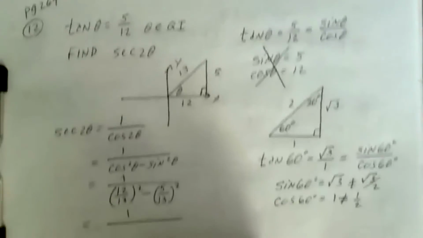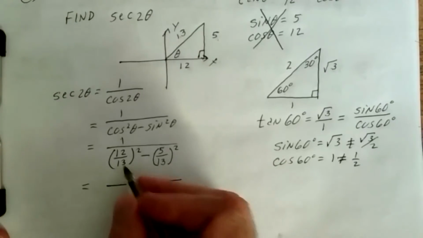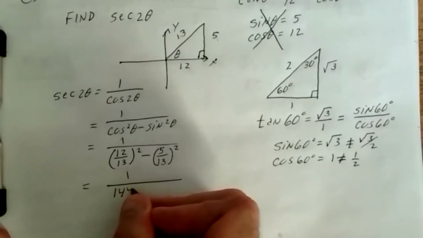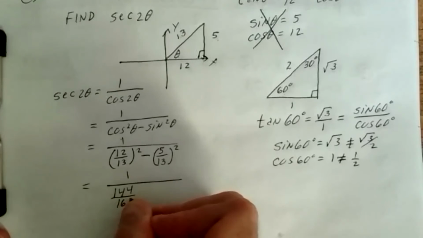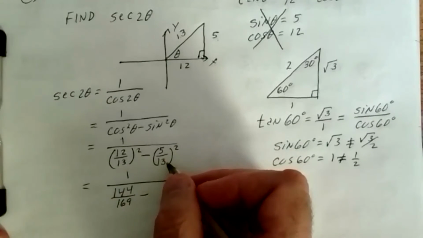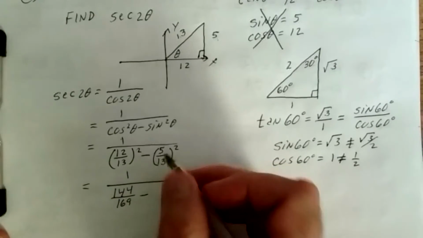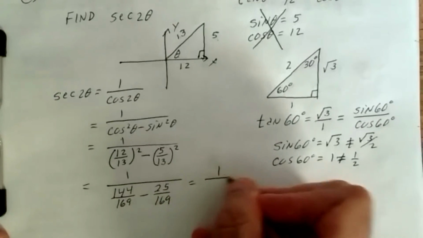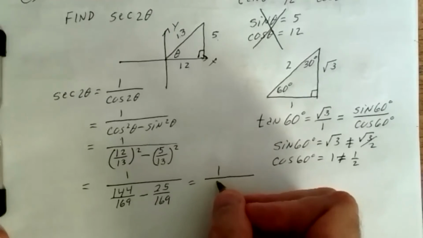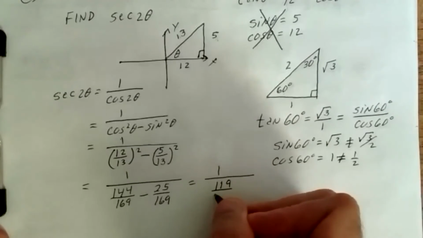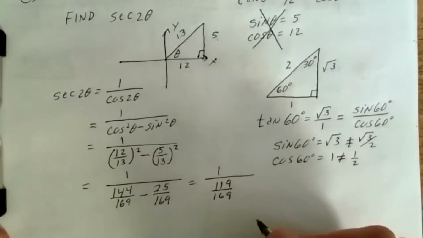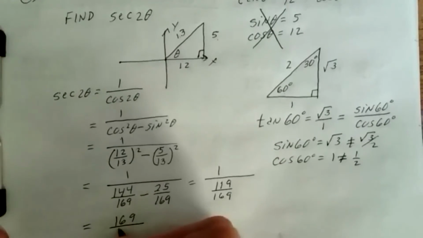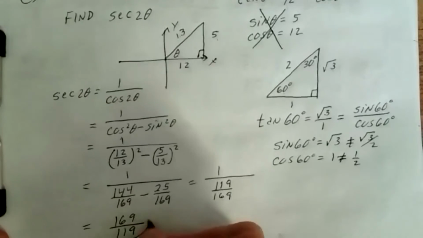Hence, what we're going to have is 1 over, and 12/13 squared is 12/13 times 12/13, which is 144 over 169, minus 5/13 squared, which is 5/13 times 5/13, is 25 over 169. So this gives us a complex fraction, which is 1 over 119 over 169. And so, ladies and gentlemen, the answer should be 169 over 119 for problem number 12 on page 269.